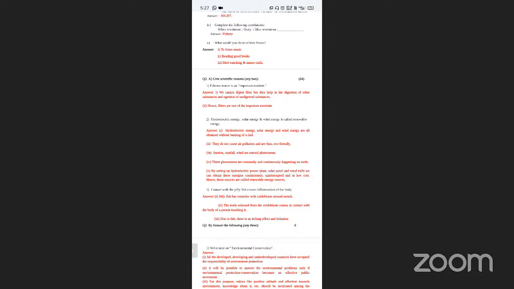Point number three, sunrise, rainfall, and wind are natural phenomena. Point number four, these phenomena are constantly and continuously happening on the earth. Point number five, by setting up hydroelectric power plants, solar panels, and windmills, we can obtain these energies continuously, uninterrupted, and at a low cost. Hence, these sources are called renewable energy sources.